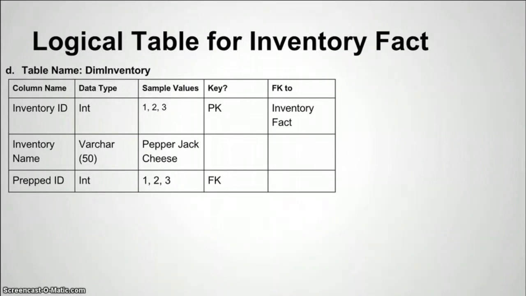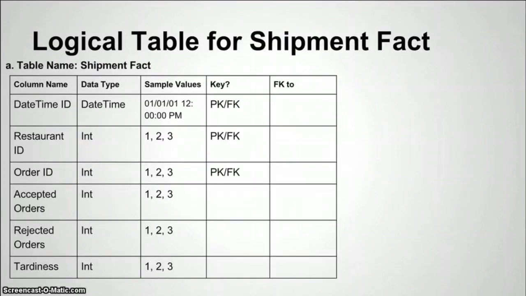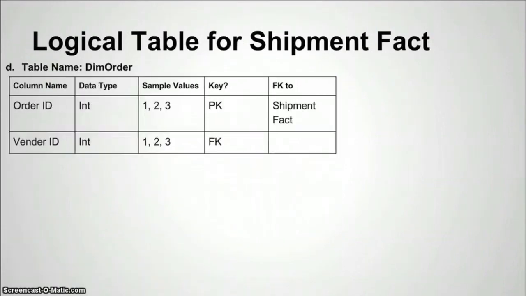Our second fact table is shipment fact. Shipment fact is comprised of date time ID, restaurant ID, and order ID as primary keys. The measures we're looking for here are accepted orders, rejected orders, and tardiness. So we already talked about the date time table and the restaurant table that will also be used to connect with shipment fact. The last one that will be connected to shipment fact is dim order, which will collect information about the order and vendors.